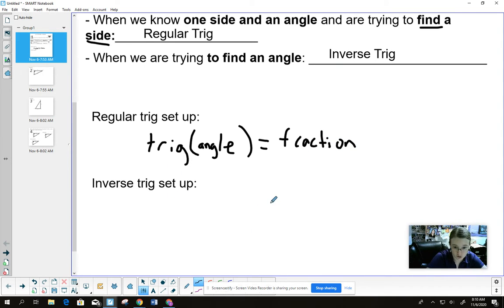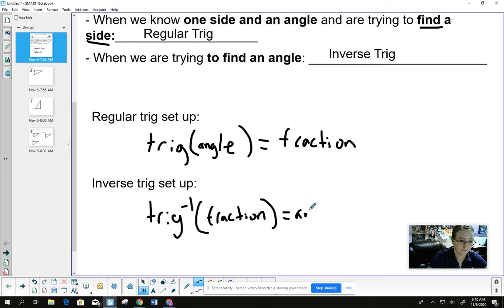Now for inverse trig, the world is reversed. And basically, the trig function and the angle are now divorced. Everything is messed up and opposite. So now it's our inverse trig. So remember, this is a different button on the calculator. Remember, you don't type the -1 yourself, which is a different button on our calculator. And the angle and the fraction switch places. So now our trig function and our angle are divorced. We're in opposite land here.